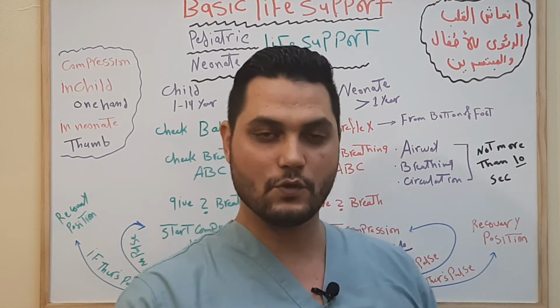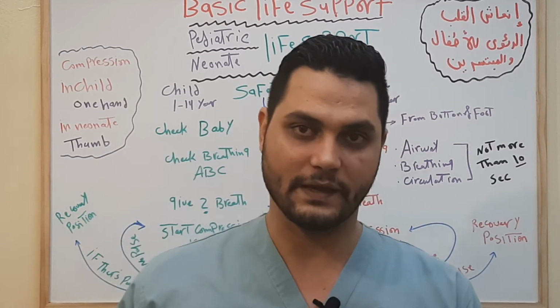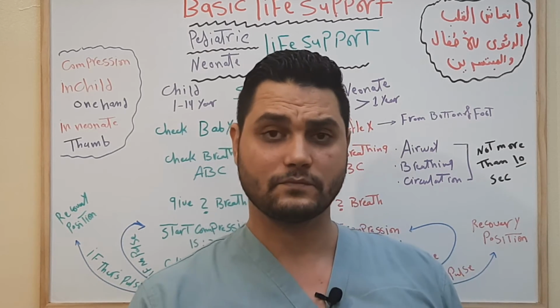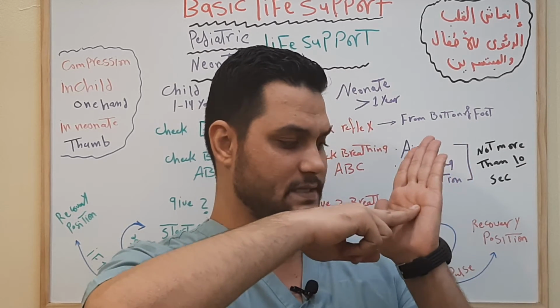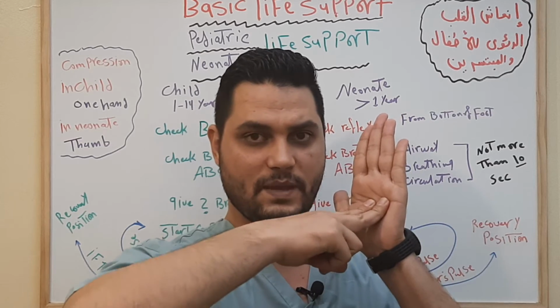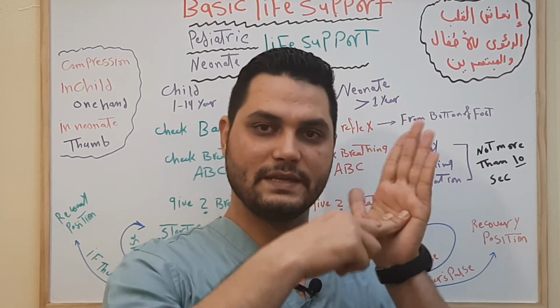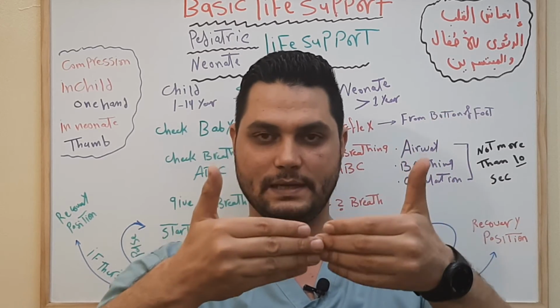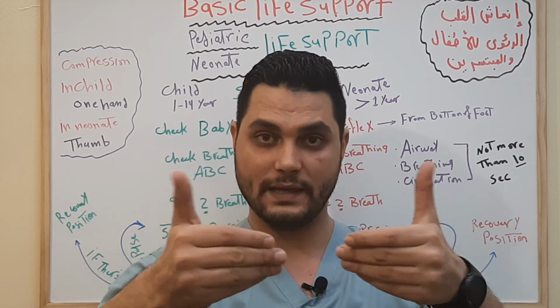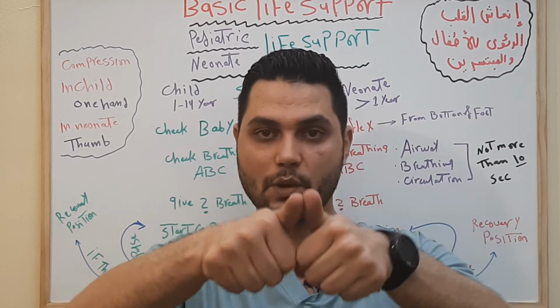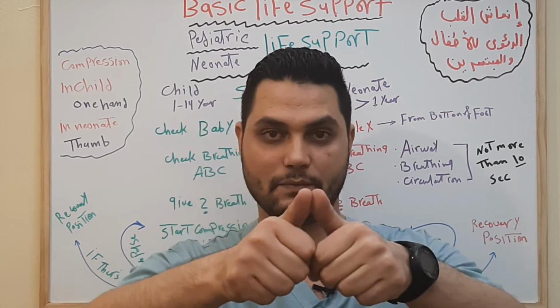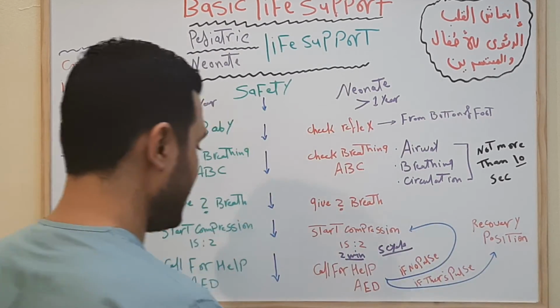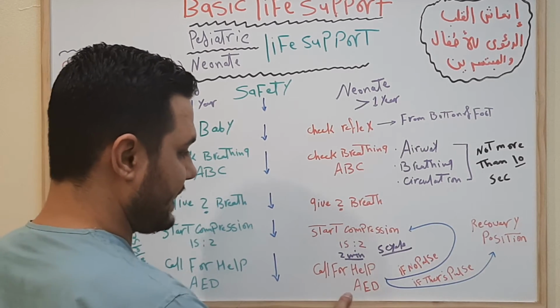In the neonate, we will use two fingers. We put the fingers like this on the chest of the baby and push like this, or we can use both thumbs. We support the back of the baby with both hands, put the thumbs on the chest, and compress with the thumbs. This is the compression. Then we will call for help and bring the AED.